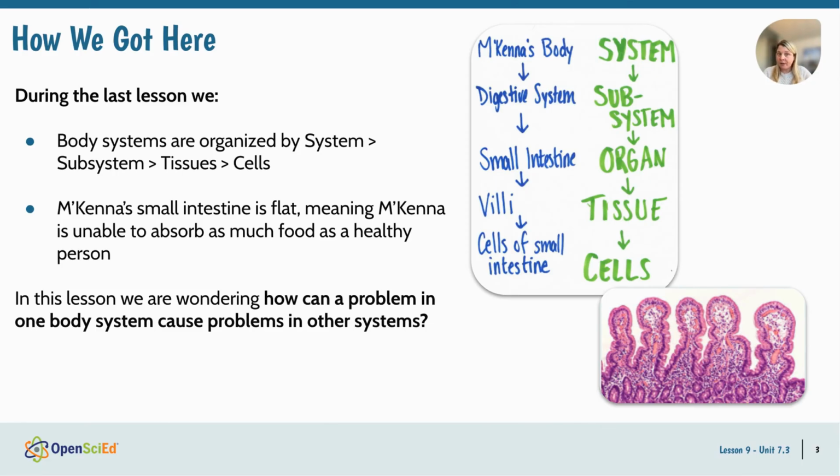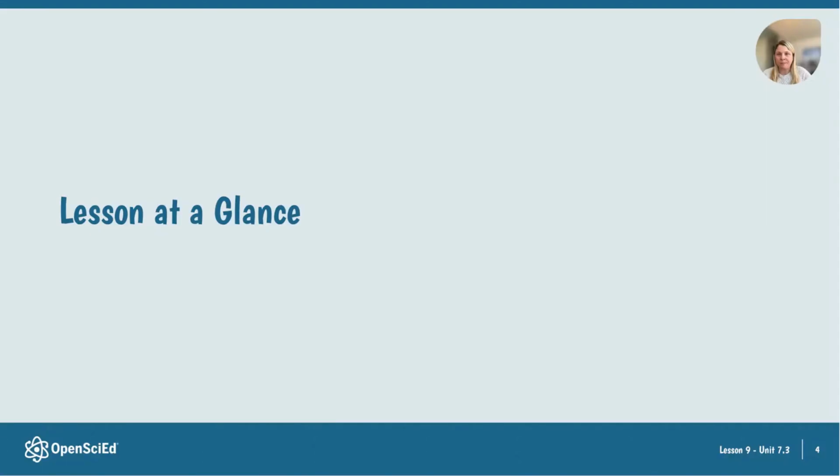At this point, we think we figured out what condition is causing McKenna's sickness. We then decide to review our driving question board to see what questions we've answered and identify questions we still need to figure out. This leads us to wondering about how a problem in one system could be causing problems in other systems within the human body. And this leads us into Lesson 9.